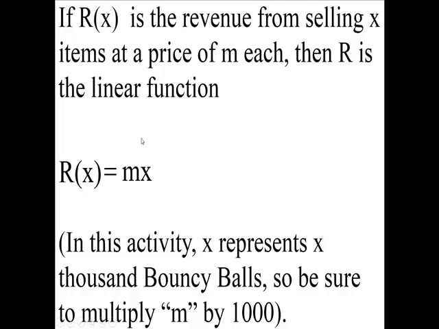And if you let X be 1, then we're talking about 1,000 bouncy balls. If you let X be 2, we're talking about 2,000 bouncy balls. So when you find out what X is, take it times 1,000, and you'll know how many bouncy balls you have to sell. Okay? X is the number of thousands that you have. And M is going to be the price that you sell it at. So you're going to take the price times the number of items, and that's your revenue. So this is a function of X, the items.